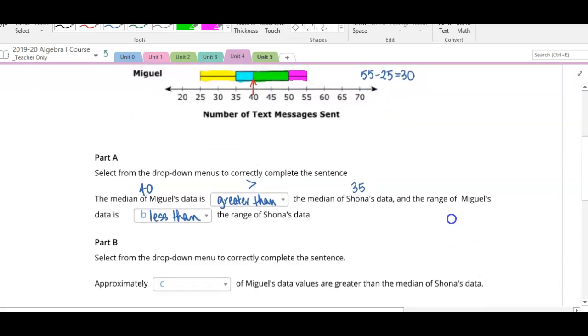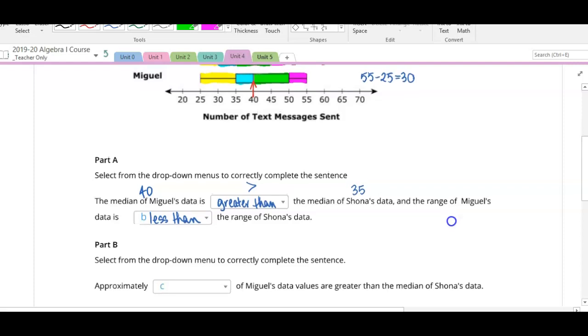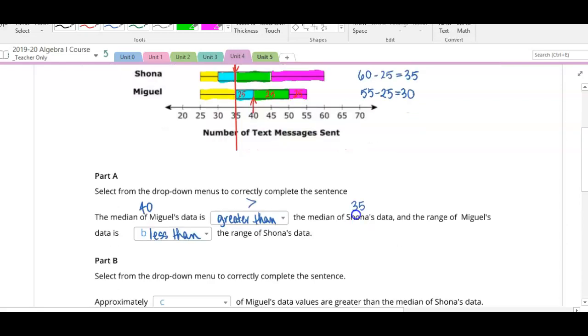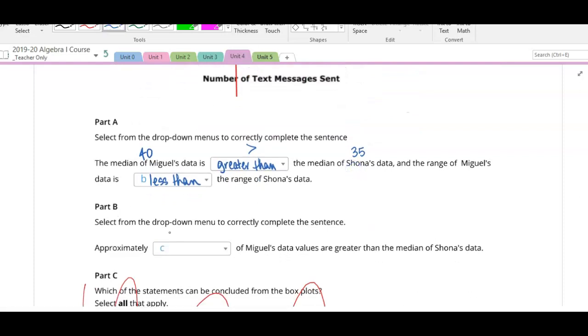Approximately what percent of Miguel's data values are greater than the median of Shona's data? So here's Shona's median right here. I'm going to put a line down all of it. How much of Miguel's data is greater than 35? Well, we'd have 25% here, 25% here, 25% here, for a total of 75% of Miguel's data. They are greater than the median of Shona's data.